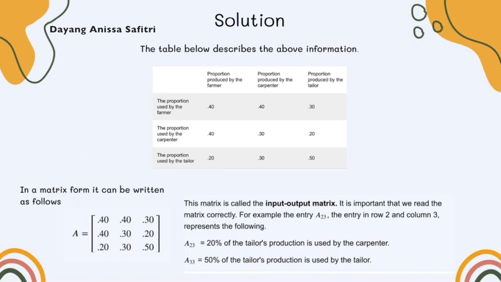For the solution, first we can make the table according to the previous information in the question. After that, we can write the matrix. This matrix is called the input-output matrix. It is important that we read the matrix correctly. For example, the entry A23, the entry in row 2 and column 3, represents the following: 20% of the tailor's production is used by the carpenter, and 50% of the tailor's production is used by the tailor.